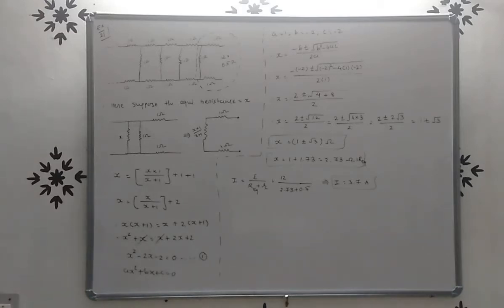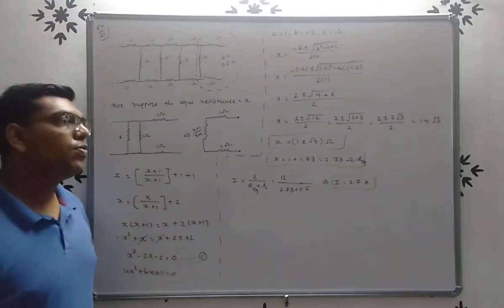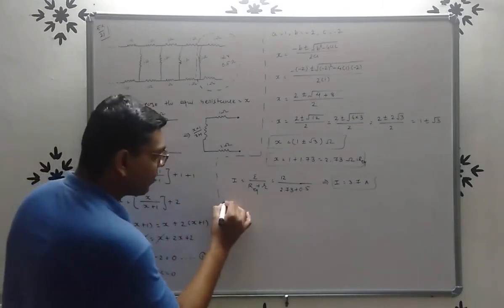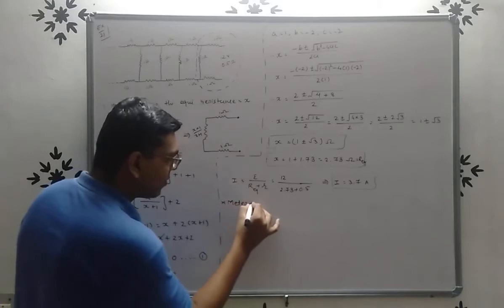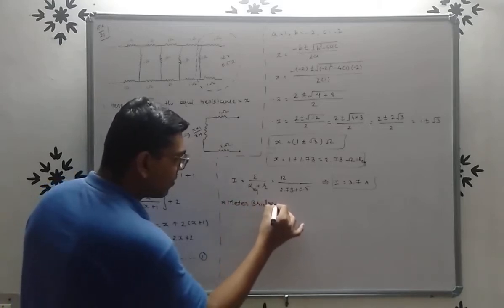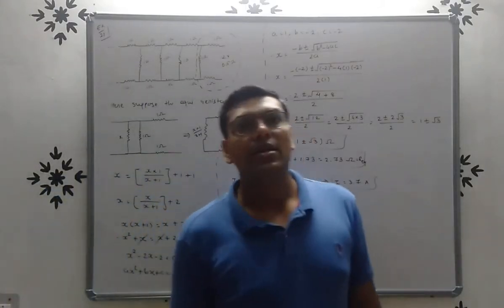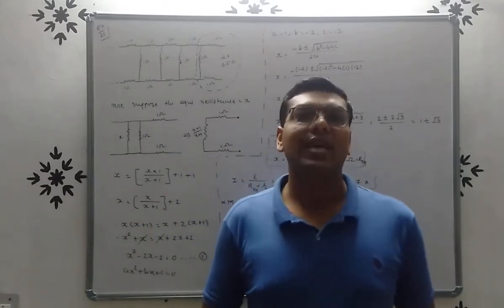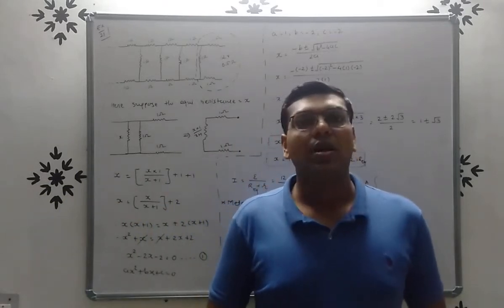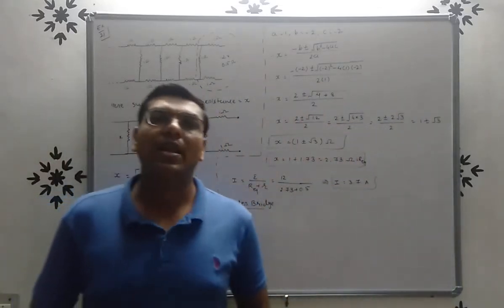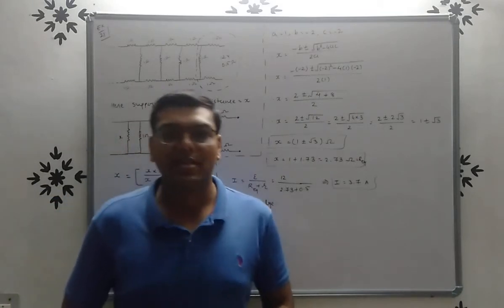So now we will move forward to our next theory, that is meter bridge. So meter bridge is used to find out the value of unknown resistance, right? This theory will be asked in 2 marks. Explain meter bridge, right? So here meter bridge is used to find out the value of unknown resistance, right?